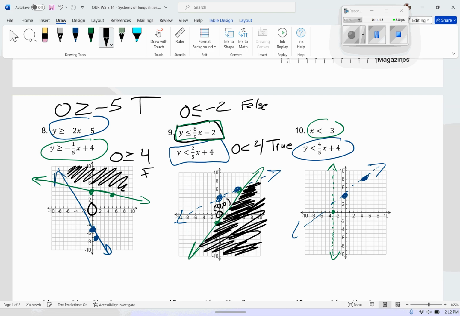Okay, 0, 0, good test point still? You guys starting to see a trend here in this math class? 0, 0 is pretty much the test point. Almost all the time.